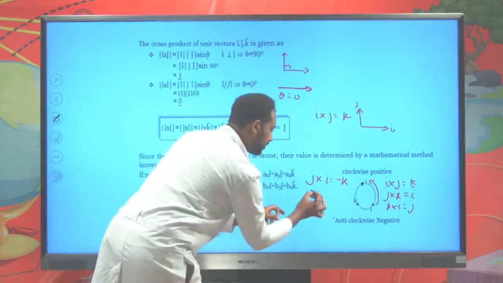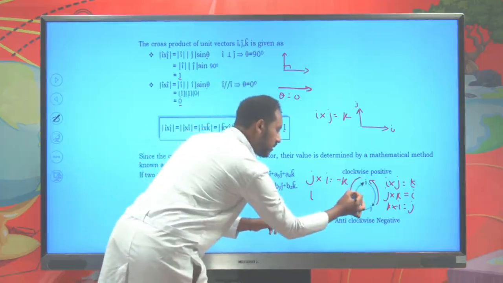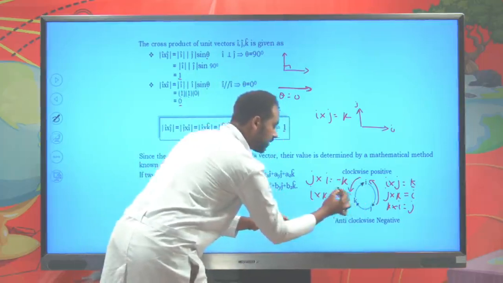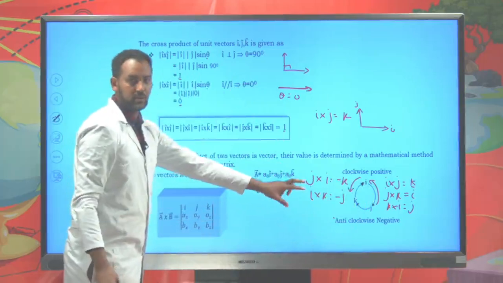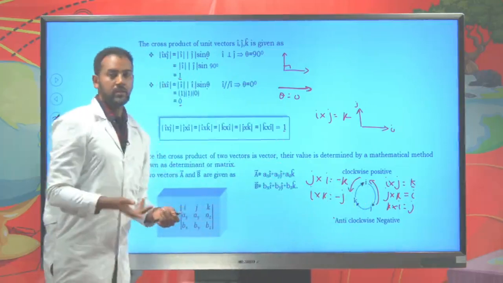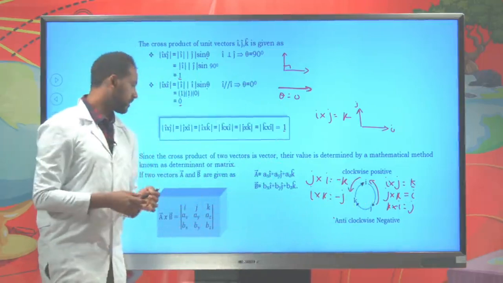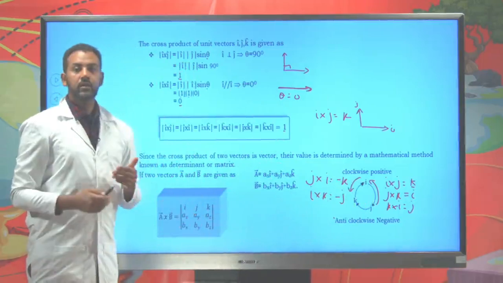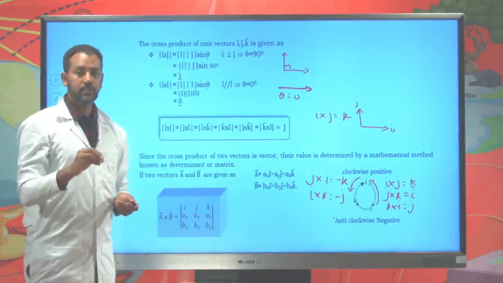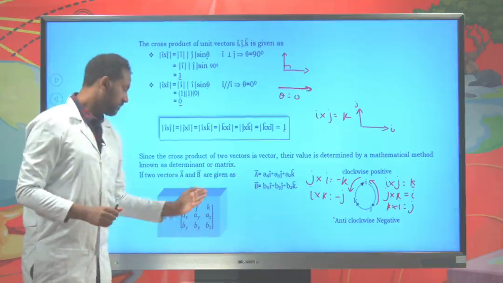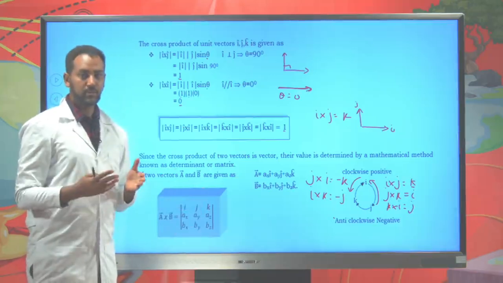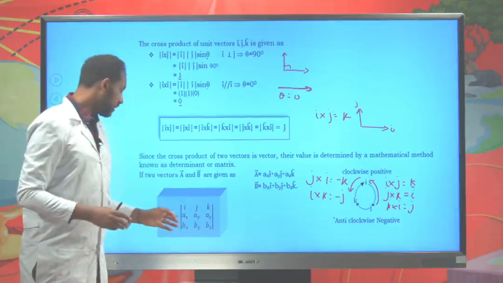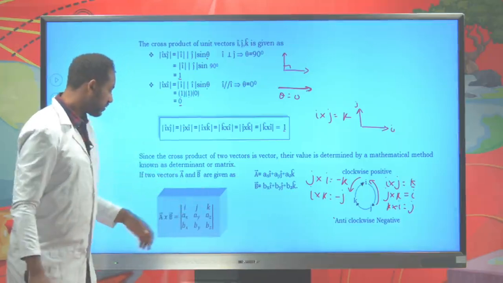If you are trying to cross i counterclockwise with k, the result gives you negative j. Keep this in your mind. It's so easy how we determine the cross product of the unit vectors. And for two vectors A and B, it's possible to determine the cross product using a matrix method. I hope you have learned this in your mathematics lesson. Using the matrix or determinant method, it's possible to determine the cross product of those two vectors.